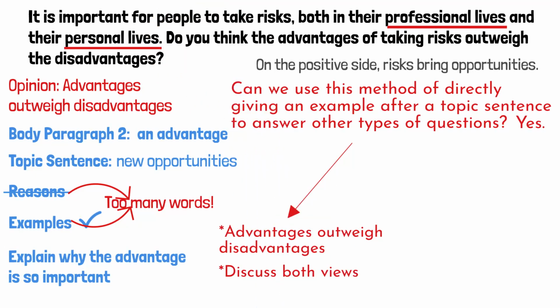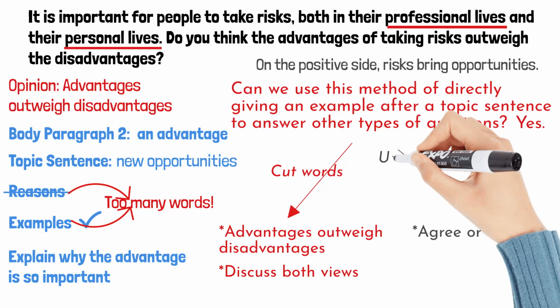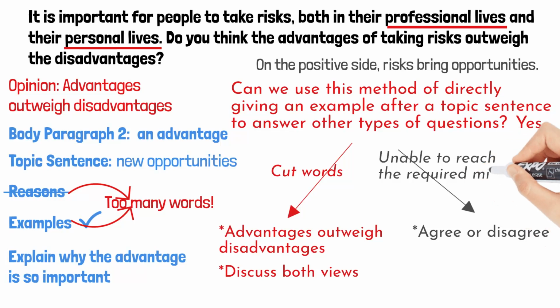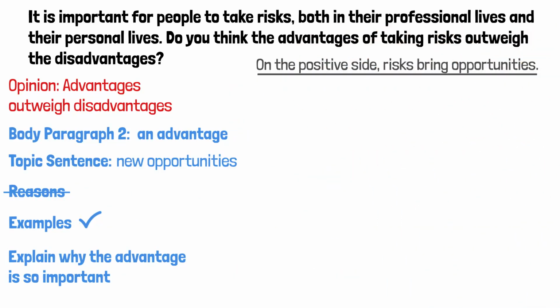Using only examples to develop your topic sentence really helps to cut words. But if I use this method to answer an agree or disagree question, I probably won't be able to reach the required minimal word count of 250 words. Now let's use only examples to develop this topic sentence.